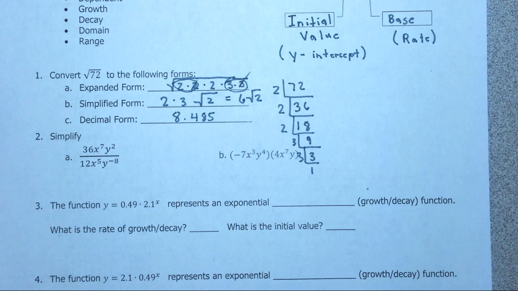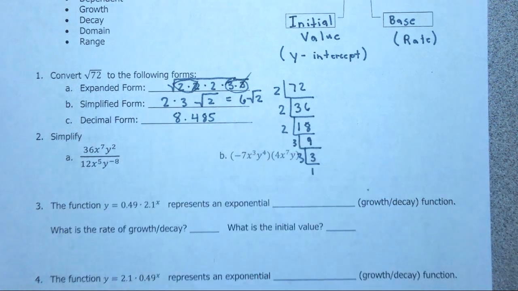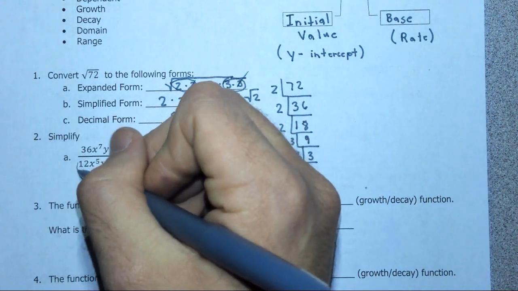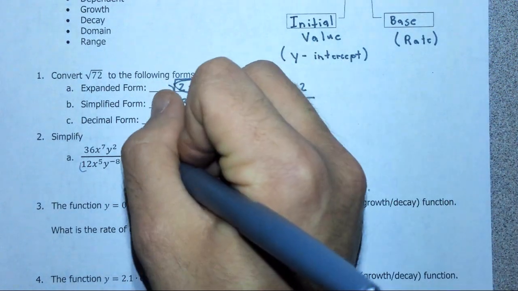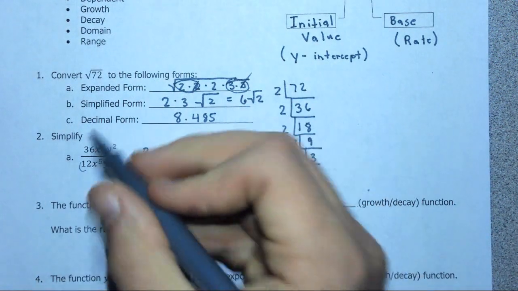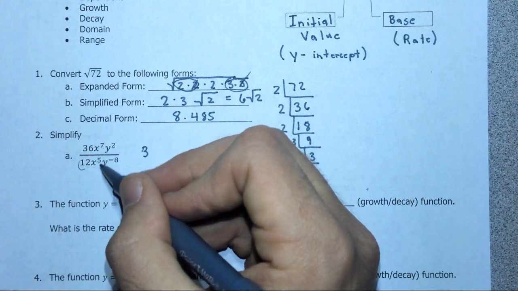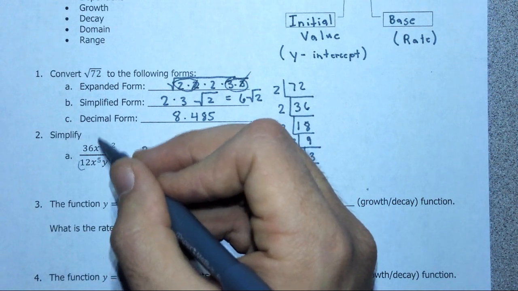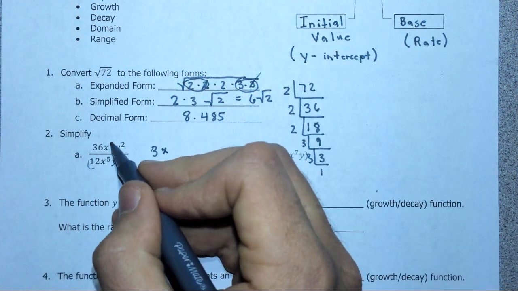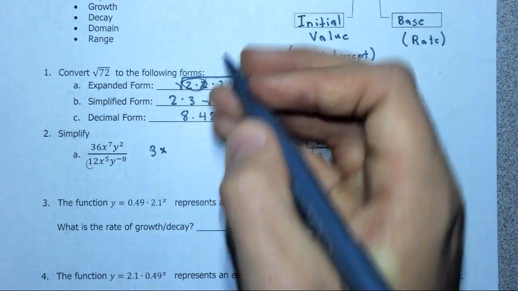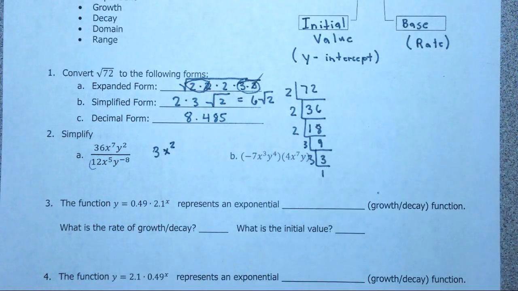Word. Alright, simplification. Hopefully you guys are experts at this by now. I have my numbers, my coefficients. 36 divided by 12 is 3. Now, when I'm dividing, I subtract the exponents. When I'm dividing, I subtract the exponents. So I have x to the 7 minus x to the 5, so that is x to the 2.